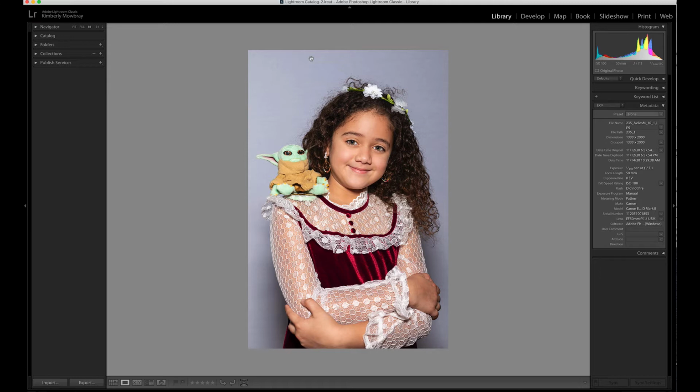So you're at ISO 100, 50 millimeters, which is a good lens choice. It's a normal lens choice. F7.1 at 1/100th of a second. So all of that looks good.